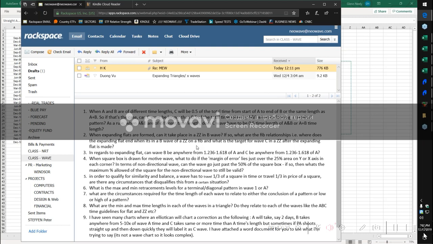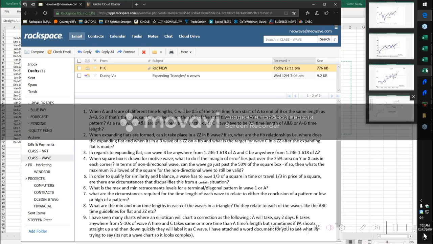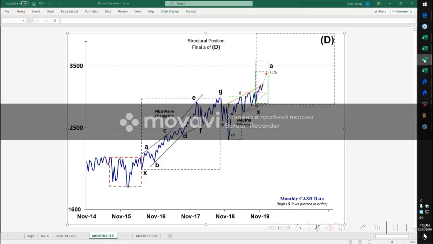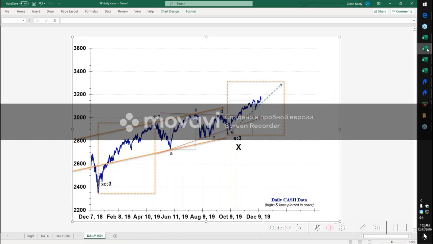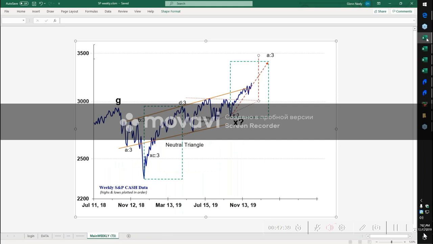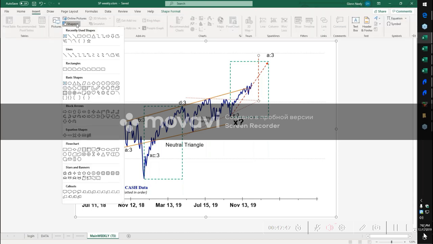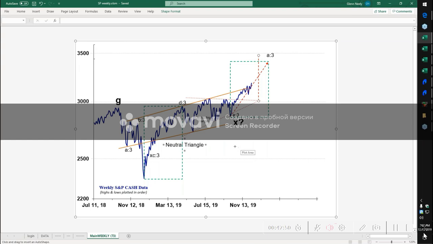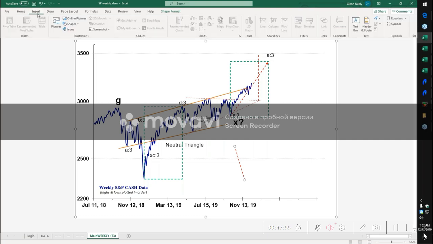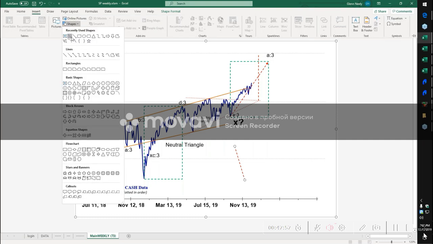That makes sense? So you've got an A wave going up, then B, that's an expanding flat, and then you've got C going up. Let me see if I can find an example here. I don't see one there. Maybe I just have to draw it on the chart. So let me just do that. Hopefully it'll let me do this. Let's say this is wave A. Of course, I'm going to have to pull this up every single time.